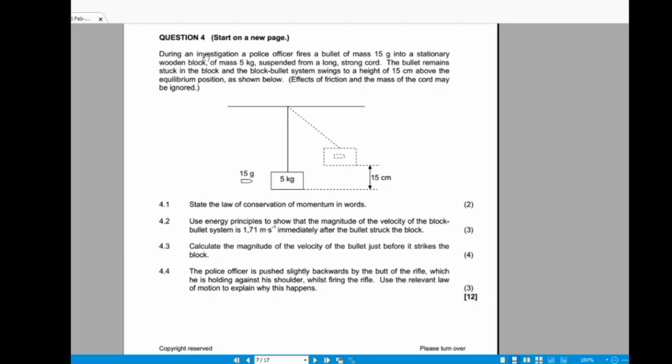So here they say, during an investigation, a police officer fires a bullet of mass 15 grams into a stationary wooden block of mass 5 kg suspended from a long strong cord. The bullet remains stuck in the block, and the block-bullet system swings to a height of 15 centimeters above the equilibrium position as shown below, right? The effects of friction and mass of the cord may be ignored.